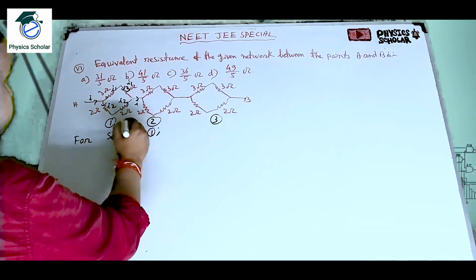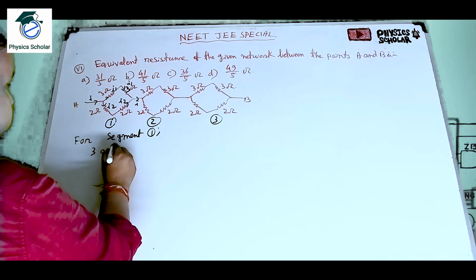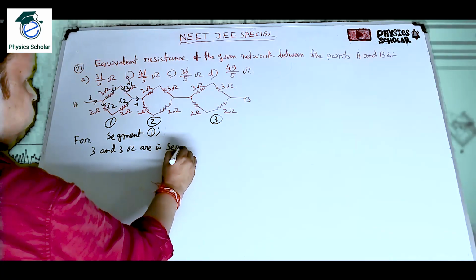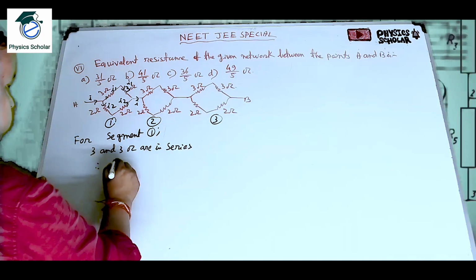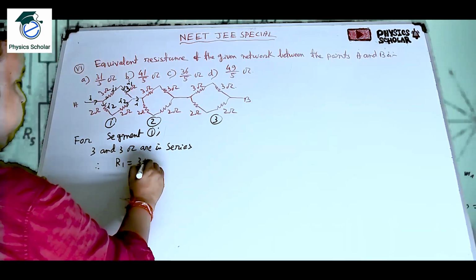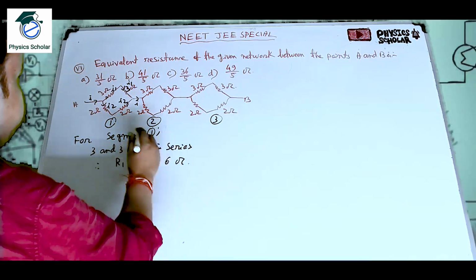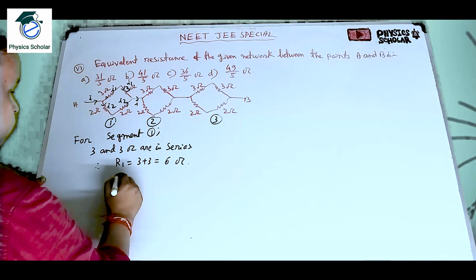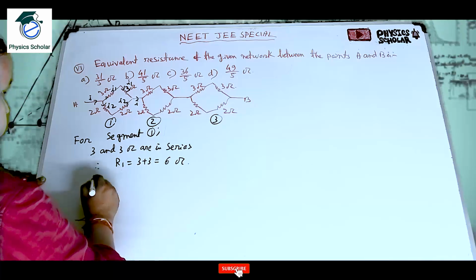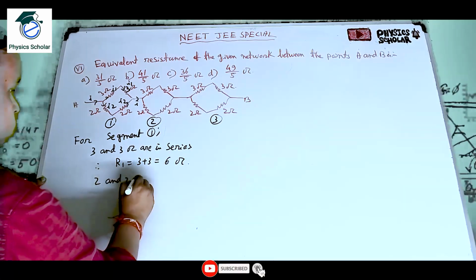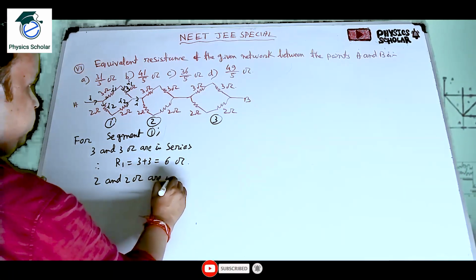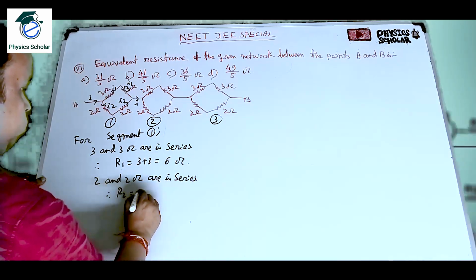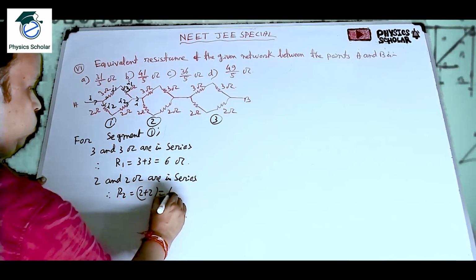For segment 1, 3 and 3 ohms are in series. Therefore equivalent resistance R1 is equal to 3 plus 3, which is 6 ohms. Clear? And 2 and 2 are also in series, the same current is flowing. So R2 is equal to 2 plus 2, which is equal to 4 ohms.